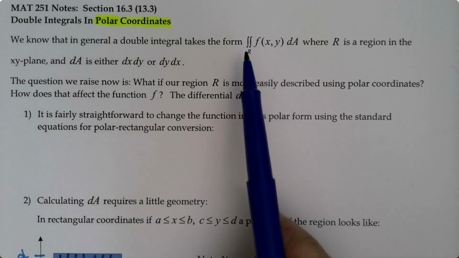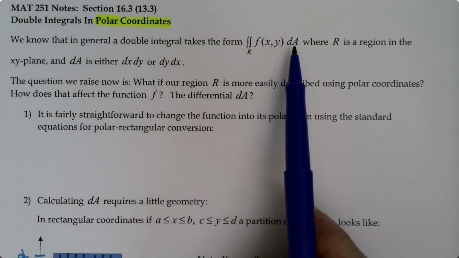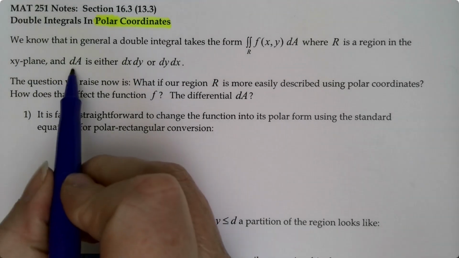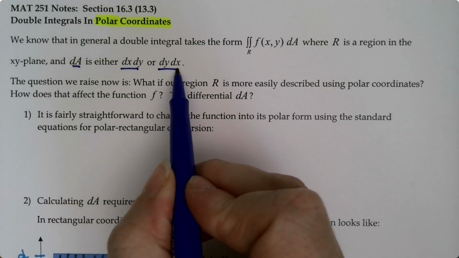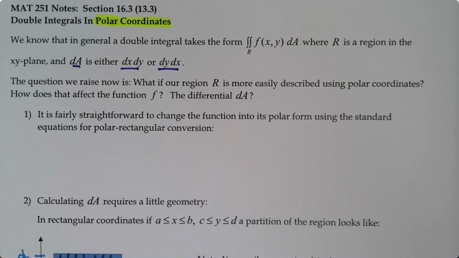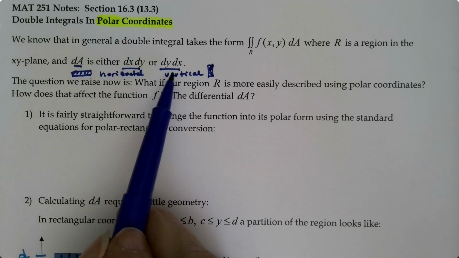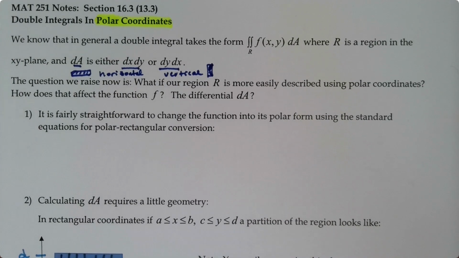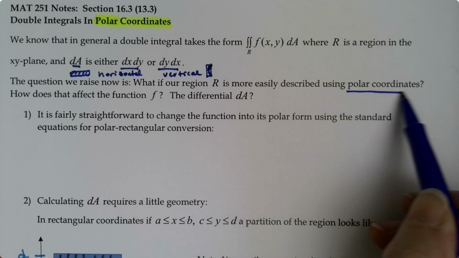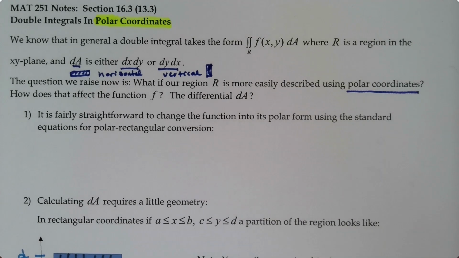So when we did double integrals of f of x, y, dA, dA was understood to be dx dy or dy dx, depending on whether you wanted a horizontal or a vertical rectangle. And actually, I'll just throw those in there to remind you how that goes. So now, how would that change? How would dA change if we're now in the polar coordinates? How's that going to work?